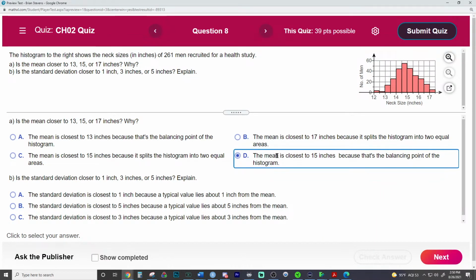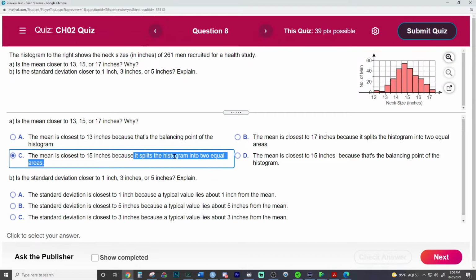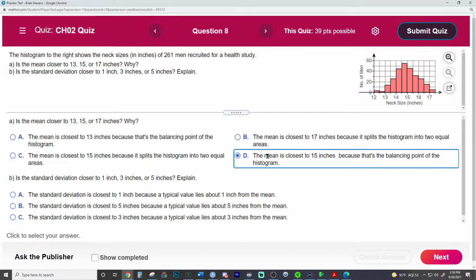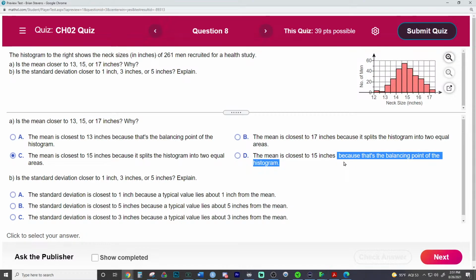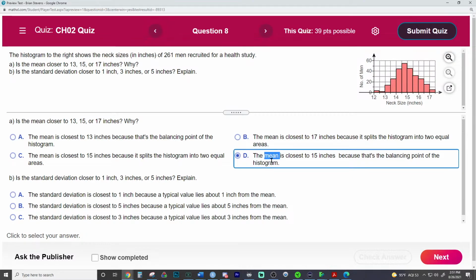Now this is tricky. Why? What's the difference? This is actually talking about the median right here. When it says it splits the histogram into 2 equal parts, the median would split it into 2 equal parts because it's the 50th percentile. The mean is going to be the balancing point when we average everything together. So this terminology, because it splits it into 2 equal parts, is better terminology for the median, where this over here, because it's the balancing point, is better terminology for the mean.